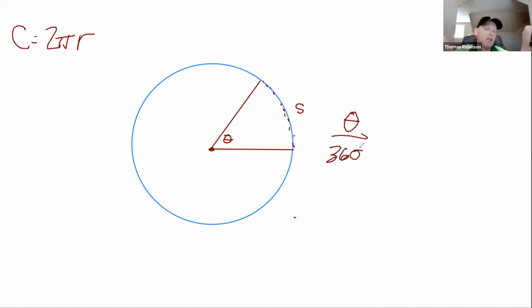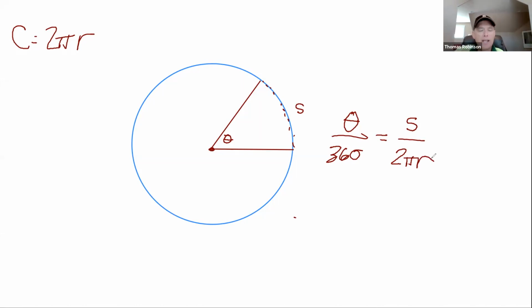Like if theta was 90 degrees, then I'd have a fourth of the circle. 90 over 360 equals 1/4. If theta equals 10 degrees, I'd have 10 over 360, or 1 over 36. So this is some portion of the entire 360 degrees in the circle. And I think that fraction is the same as S, this little bit of the circle arc, over the entire circumference, 2 pi r.